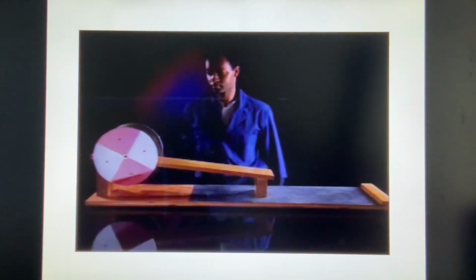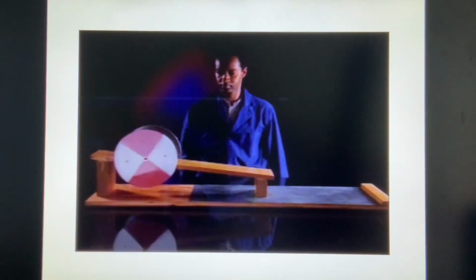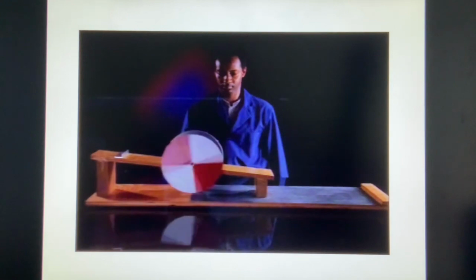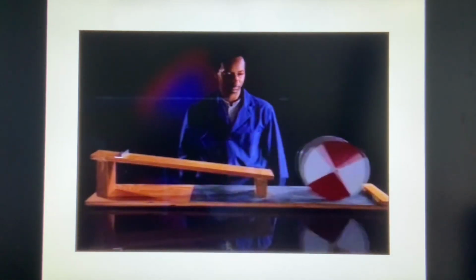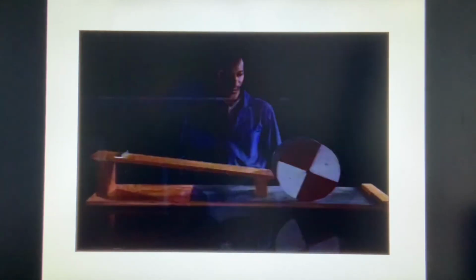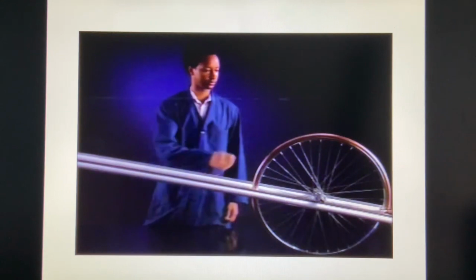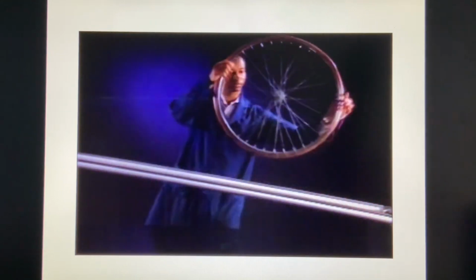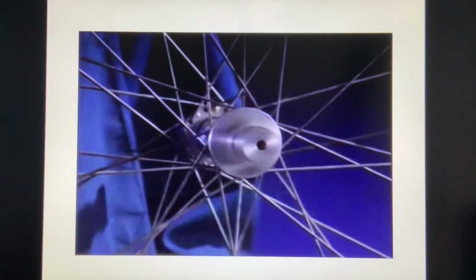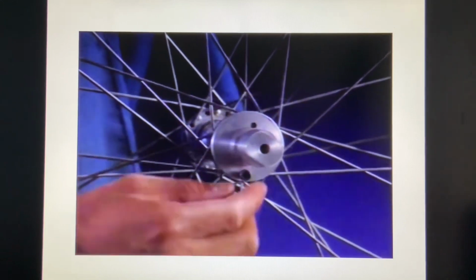Here's the action again. This bicycle wheel has a weighted rim and an axle that can either rotate freely or can be locked to the wheel.